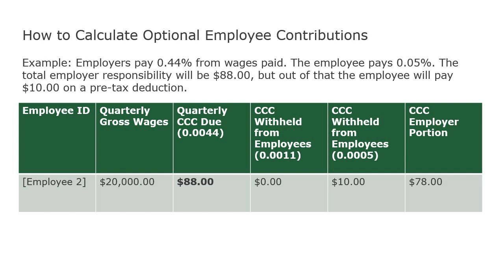So in this example, here's another employee. Again, they make $20,000 in gross quarterly wages. The employer contribution for the CCC is $88 due. They withheld 0.0005 from the employee's wages. That came to $10. So the employer portion to pay is $78. $10 withheld from the employee, which still equals the full responsibility of the employer for $88.